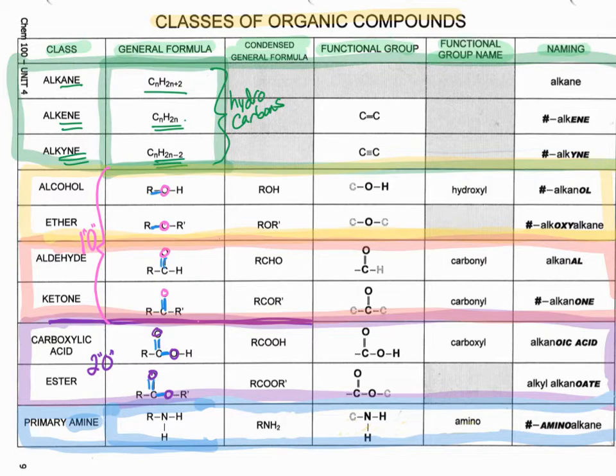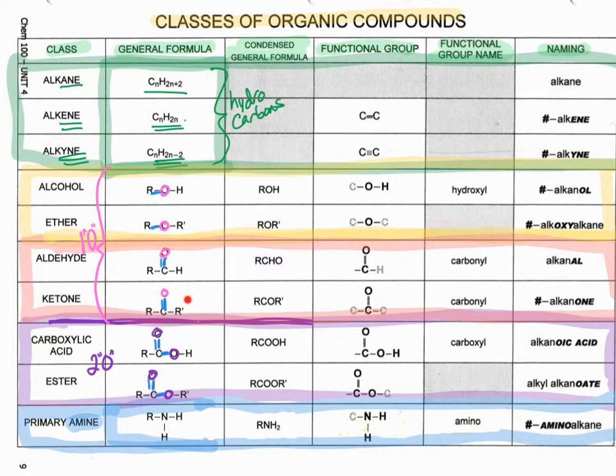We can also write a condensed general formula. Once we know the general formula, we just take out those bonds that were drawn in explicitly and we draw it without them. So the R-O-H becomes ROH. Same thing with the ROR. What we do see a big difference in is in the aldehyde and the ketone.